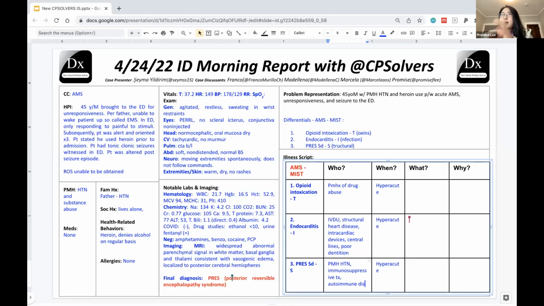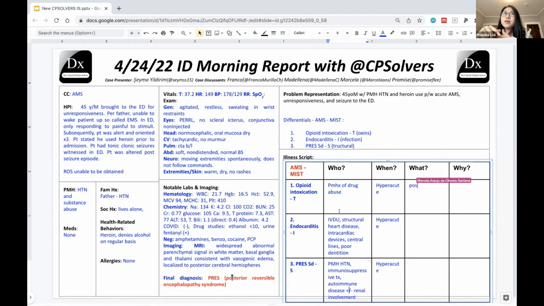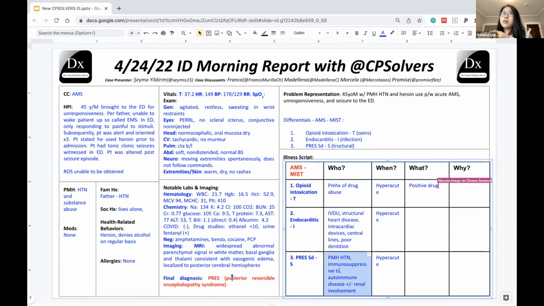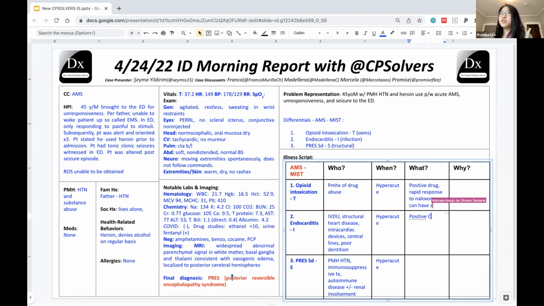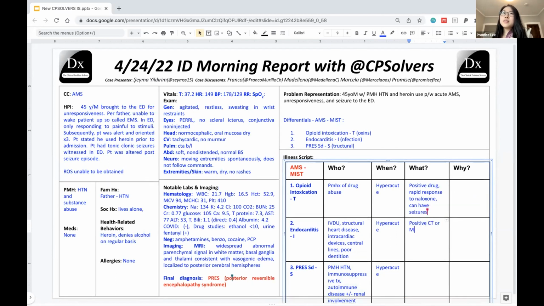And then when I think about the WHAT category of these differentials, with opioid intoxication, I definitely would consider it if the drug test came back positive, and if this patient has a rapid response to naloxone, though they can have seizures. And with endocarditis, the main thing I would think about is CT or MRI findings, and then having seizure and the Duke criteria. With PRES syndrome, it fits hypertension, seizures, and also a very specific MRI pattern that we see in this patient.